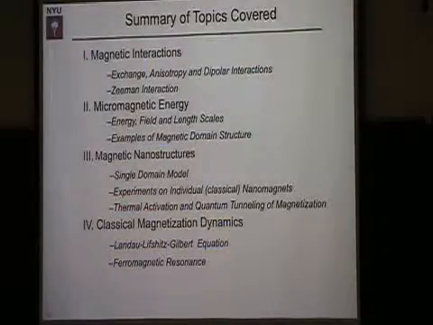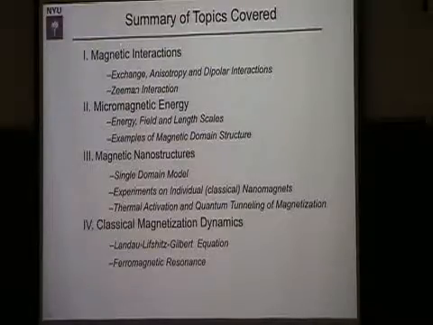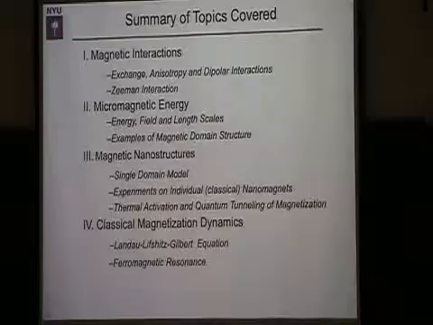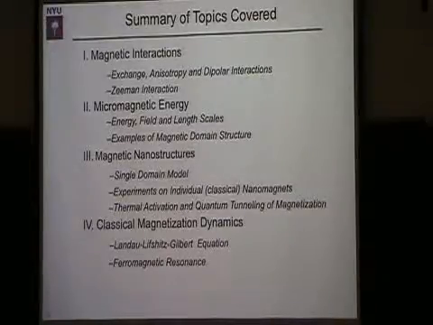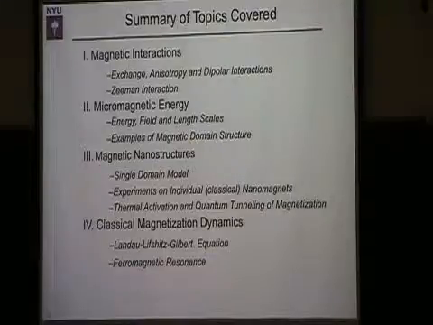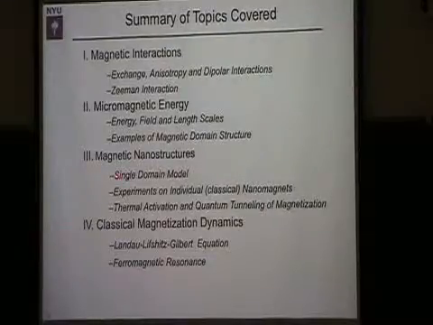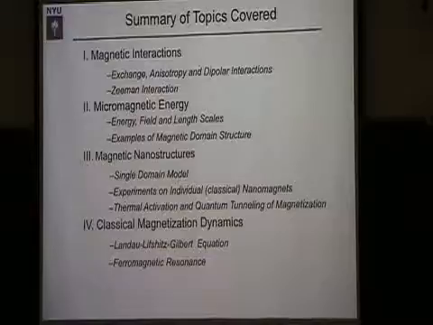So this is what I've covered so far. I've told you about magnetic interactions. There's a hierarchy of energy scales: exchange, anisotropy, dipole. Thankfully these scales are often separated, so we can write down effective Hamiltonians or energies that take into account the main effects.